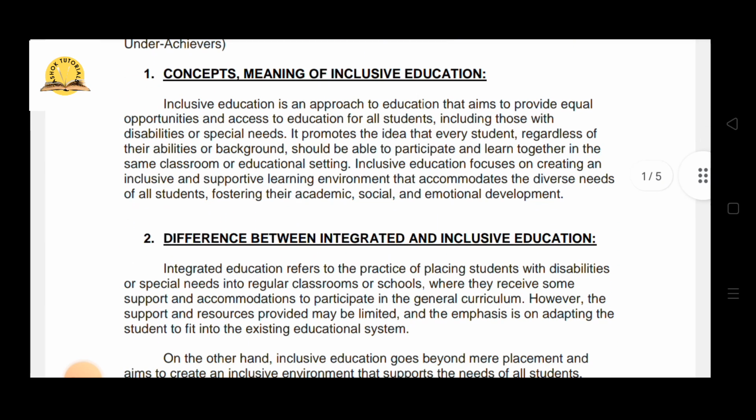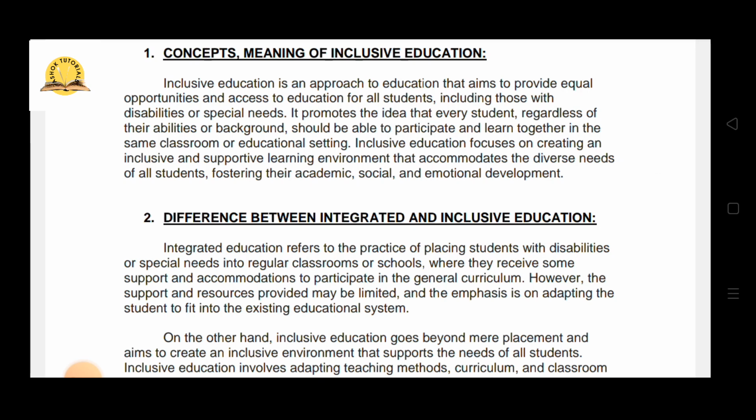So let us start. Now let us see what we mean by concepts, meaning of inclusive education. Inclusive education is an approach to education that aims to provide equal opportunities and access to education for all children, including those with disabilities or special needs. Here, in the very first sentence, it says that by inclusive education we mean that education should be provided to all the students, to all the children, including those children who have special needs or the specially abled children.